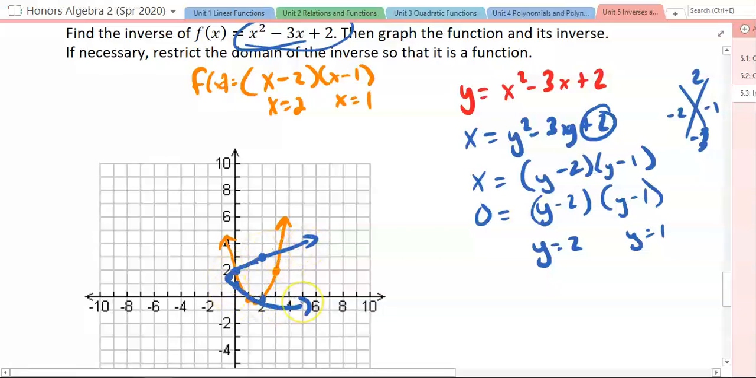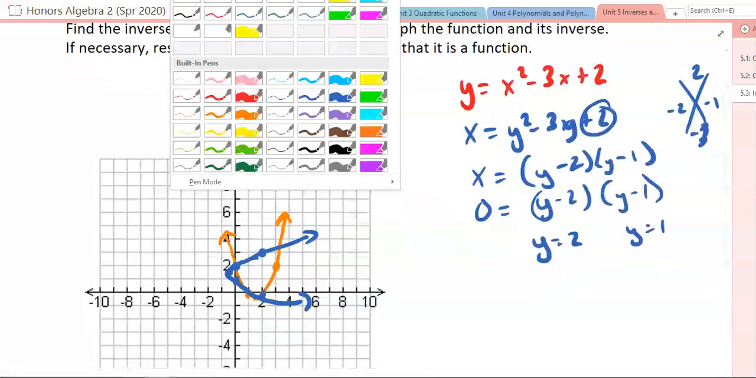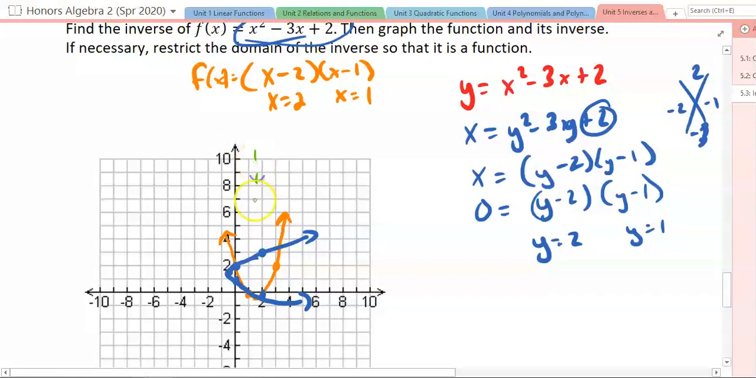Now, is the blue a function? No. And so we actually need to restrict our domain. And so how we're going to restrict our domain, in this case, we're going to restrict the domain of the original function, which will restrict the range of the inverse function. So I'm going to restrict the domain to points that are to the right of the original axis of symmetry. And so I'm going to restrict the original domain to 1.5 to infinity, which means that the range of my new function, my inverse function, would be from 1.5 to infinity.